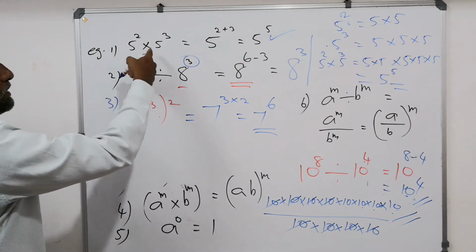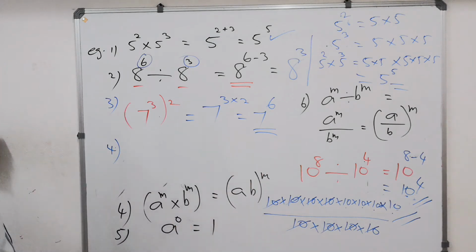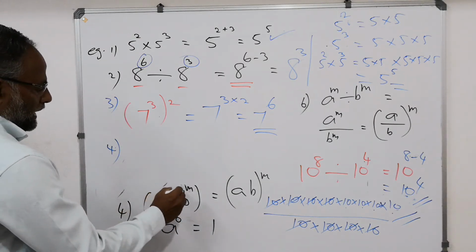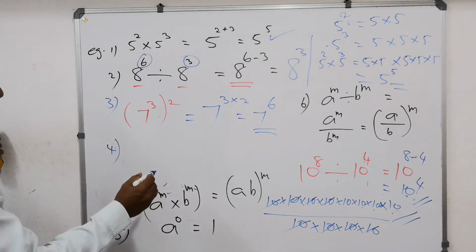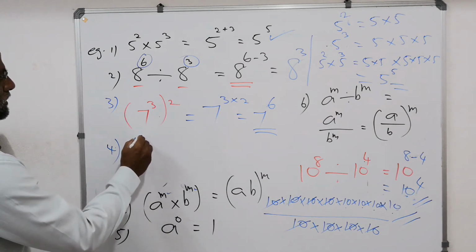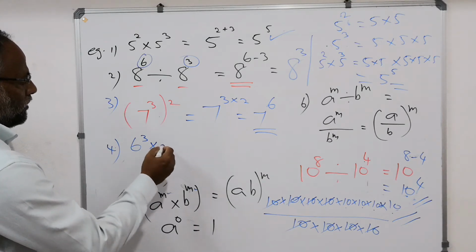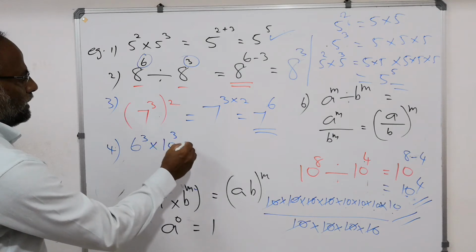But the base 5, 5, 5, 8, 8, 8, 10, 10, 10, like that the base was the same. Now the base is different. Be careful here. But the exponents are the same, the power is the same. For example, let me take 6 to the power of 3 into 10 to the power of 3.